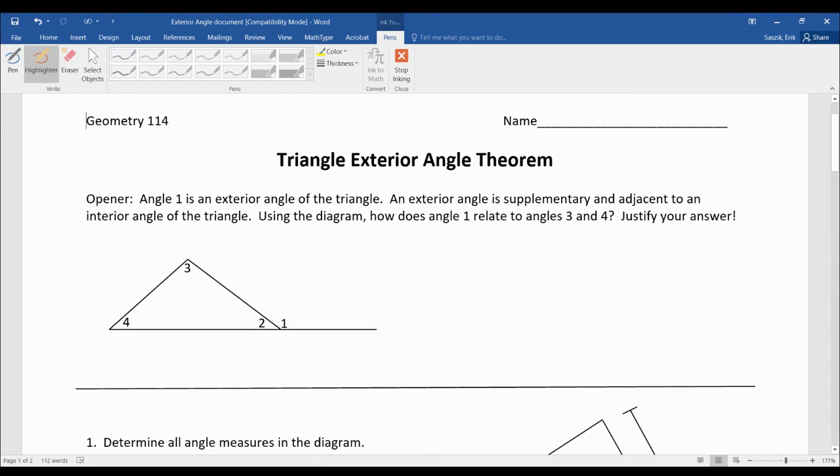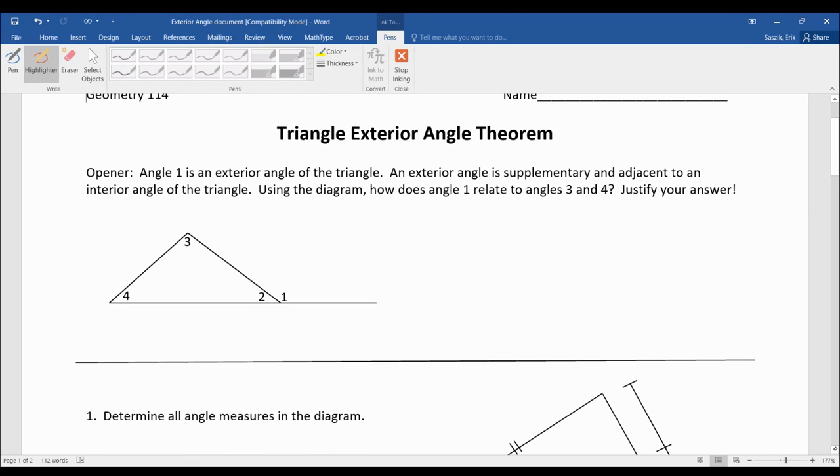When you talk about exterior of a triangle, you're only talking about one per vertex. So, like, I could extend this, and this would be an exterior angle. I could extend this, that would be an exterior angle. Or I could extend that, or this. You see? We're only talking about one per vertex. An exterior angle is supplementary and adjacent to an interior angle of the triangle.